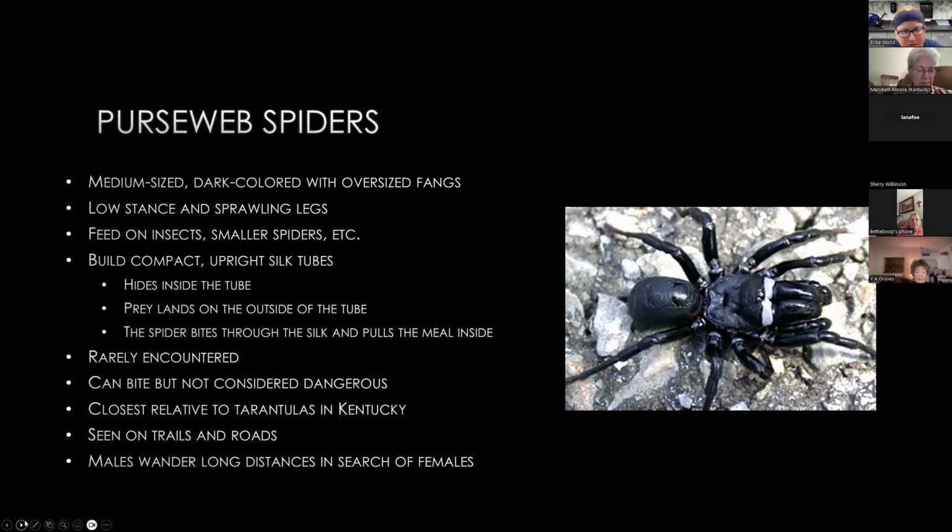This is our closest relative to tarantulas in Kentucky, but it is not a tarantula. Let me say that. It's not a tarantula, but it is more closely related to tarantulas compared to other spiders that are found here. Just some other interesting things. In order to reproduce, the male spider will typically wander long distances to find a female to mate with, which is not the case for a lot of spiders. A lot of times spiders will try to stay within their little niche, their little area, for their whole life.